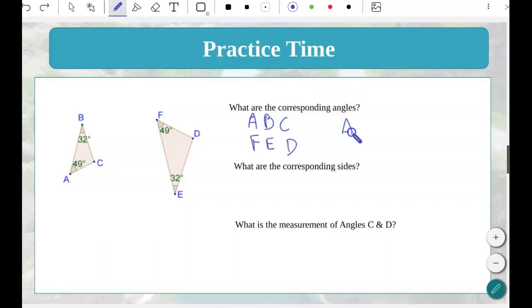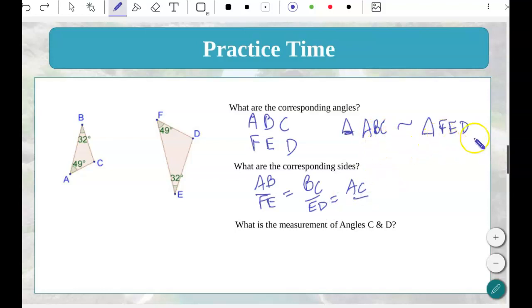Okay, so that means that triangle ABC is similar to triangle FED. It's important to put it in that order because you might get the sides confused when looking at this, because this triangle is larger and it's turned. So we go with AB corresponds with FE. And it's going to be the same ratio as BC to ED. And then our third one, we do AC and FD.